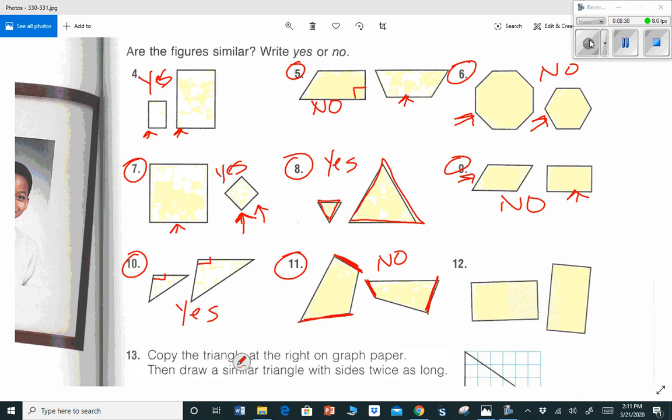And number 12, again, I'm not sure if you're getting the distortion I'm getting here, but they are both rectangles, and I believe they appear like they are similar. So we're going to say yes to that.